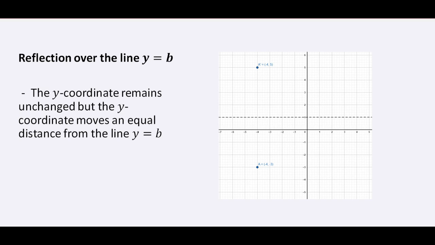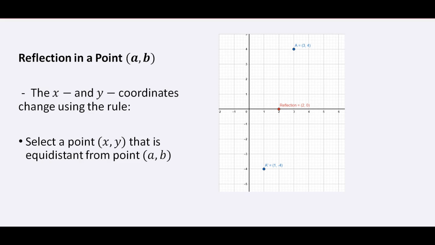What about line y equal to b? Same thing happens. It's almost like a new virtual x-axis. You look at the distance that point has from the x-axis. You can see it's 4 units here. Now you're also going to go 4 units below that virtual x-axis.